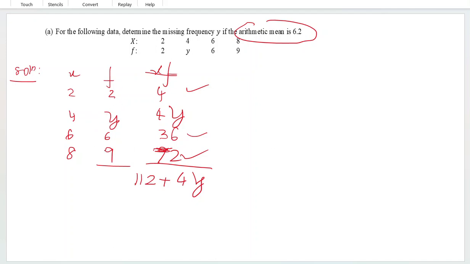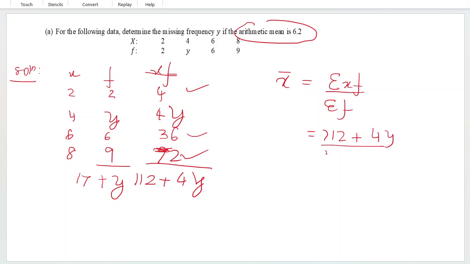Similarly, the sum of f is 17 plus y. Now arithmetic mean x bar is nothing but sum of xf upon sum of f. Sum of xf is 112 plus 4y. Sum of f is nothing but 17 plus y. And x bar is nothing but 6.2. So therefore 6.2 into 17 plus y is equal to 112 plus 4y.